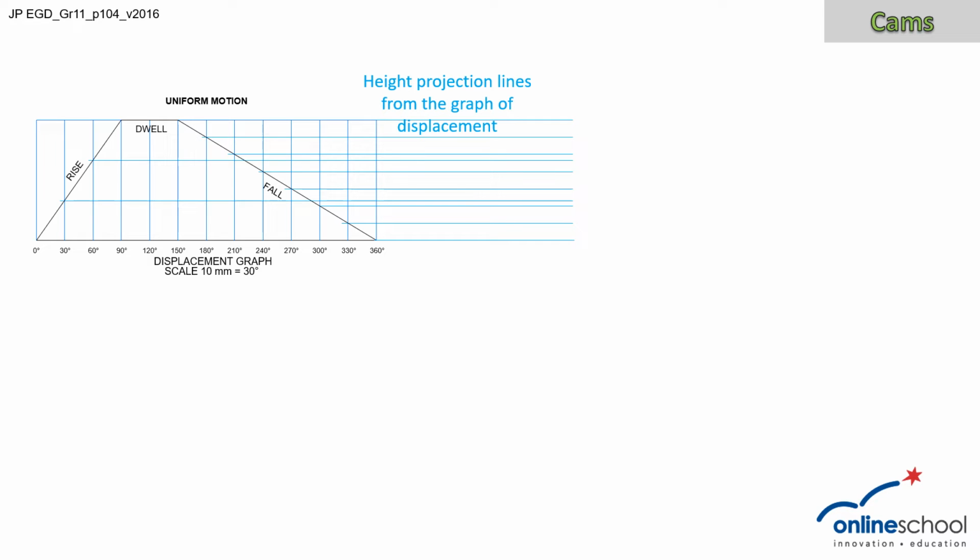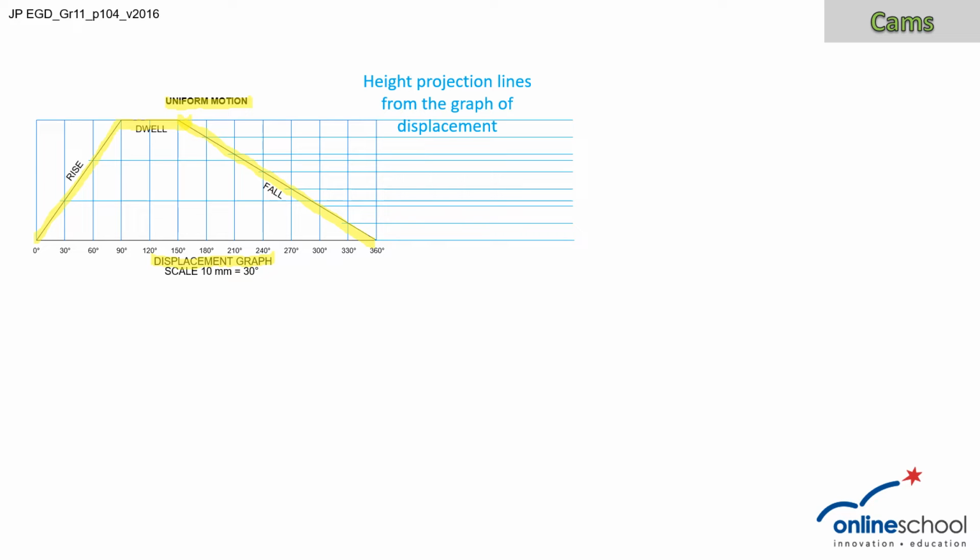Let's take a look at the different features of our graph of displacement. We have our heading for the movement, which is the uniform motion. Therefore, we know that all of our graph's lines are going to be straight lines, and that solid straight line will represent the uniform motion of our follower, and that throughout the 360 degrees. We must label the graph as a displacement graph or a graph of displacement.